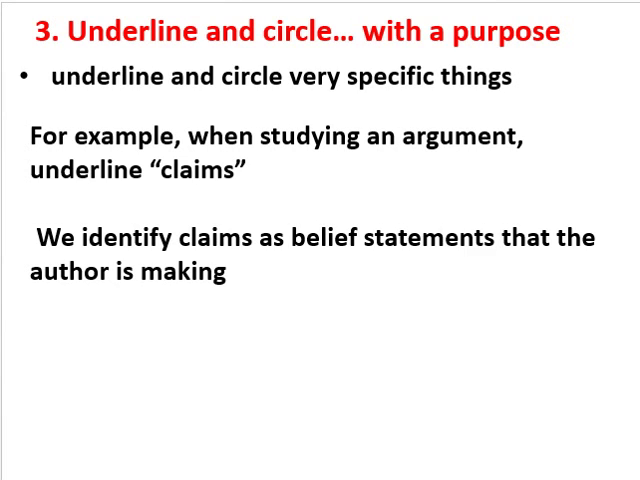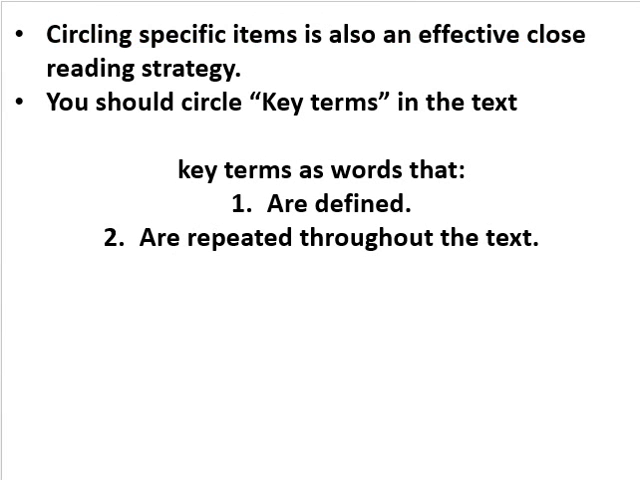The next thing you want to do is underline and circle with a purpose. You want to underline and circle very specific things. For example, when you're studying an argument, underline the claims. And claims, of course, are belief statements that the author is making. You want to circle very specific items as well. You should circle key terms in the text. Those are any words that have a definition with them or they're definitely repeated throughout the text.